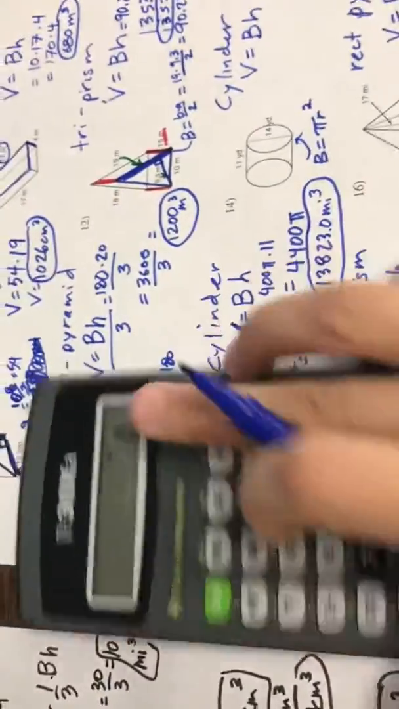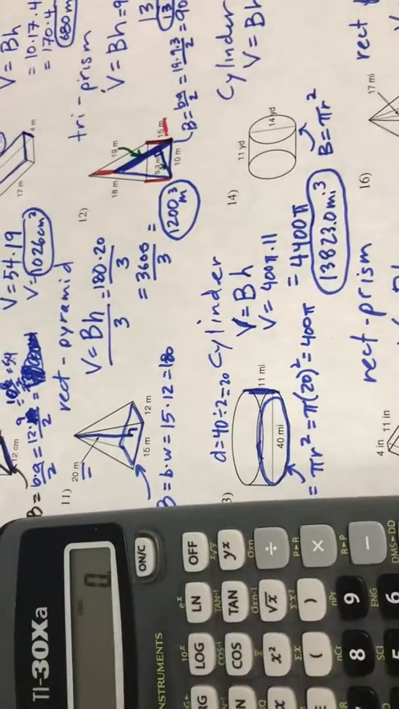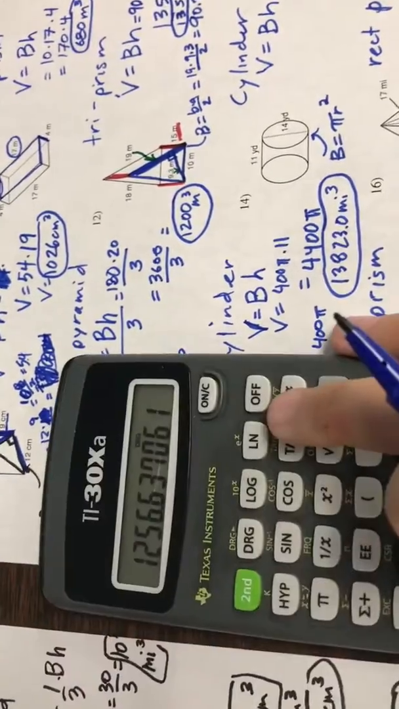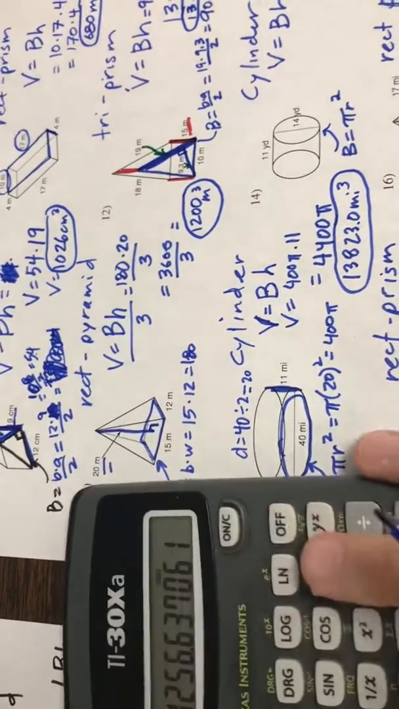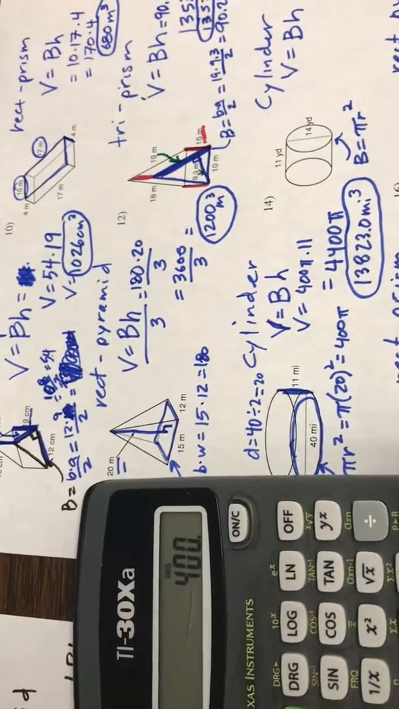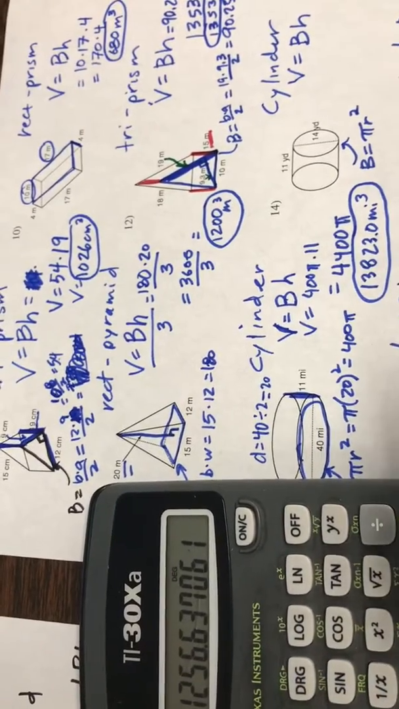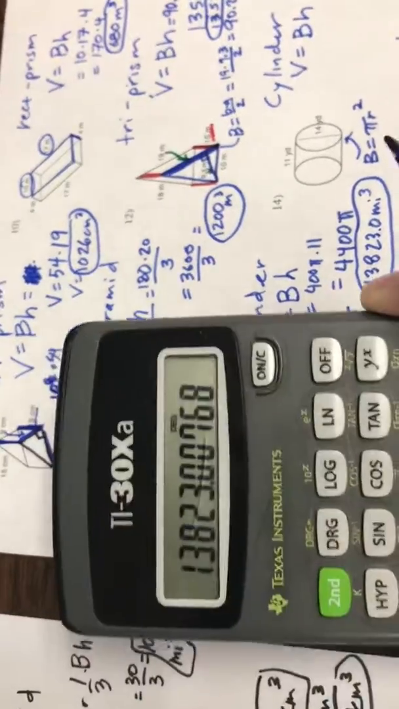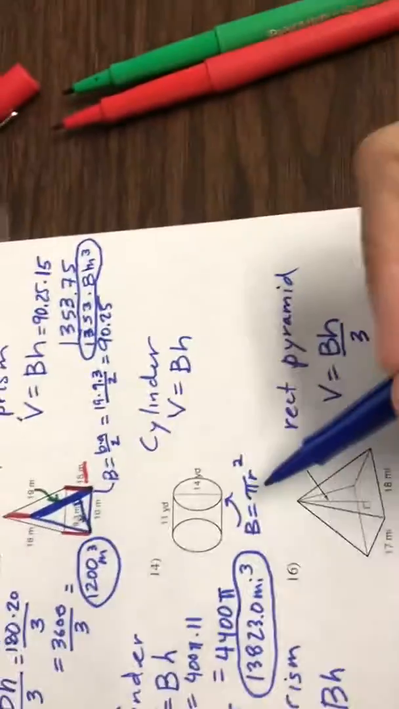I'm going to type that in one more time. So the area of my base was 20 times 20 times pi. Okay, and then I went and multiplied by the height, which was 11. Yep, I got the same answer. Pretty good. Okay, next one.